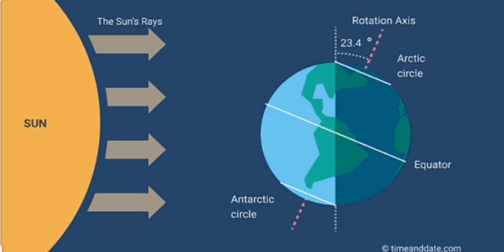The Tropic of Capricorn receives direct rays of the sun as the South Pole tilts towards it. Now you can see the South Pole tilting towards the sun. So as the sun's rays fall vertically at the Tropic of Capricorn, what is the value for Tropic of Capricorn? 23.5 degrees south. The Tropic of Capricorn is at 23.5 degrees south.